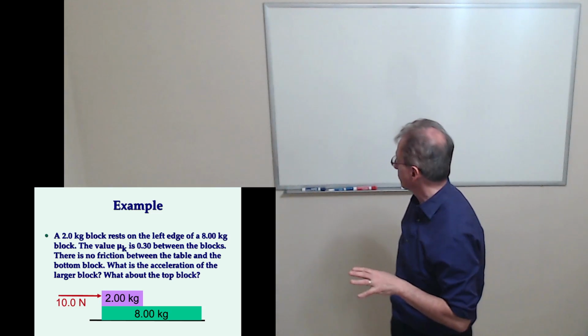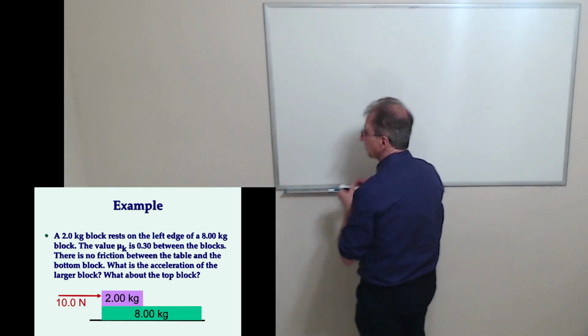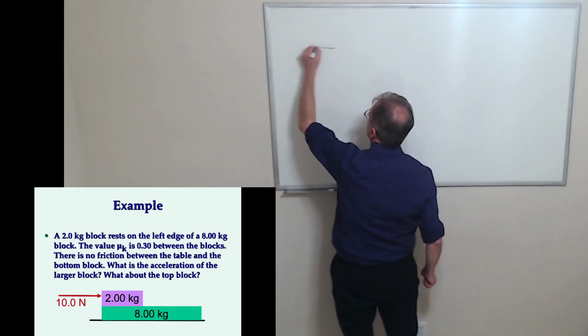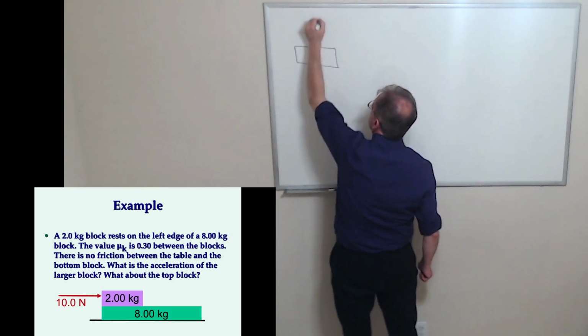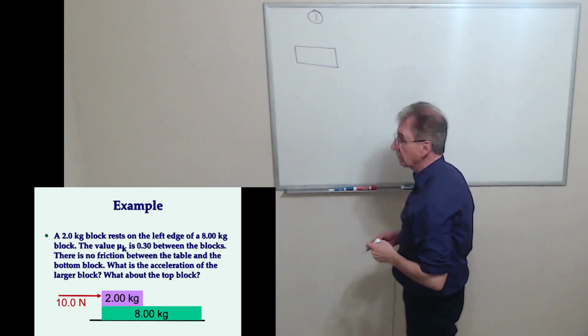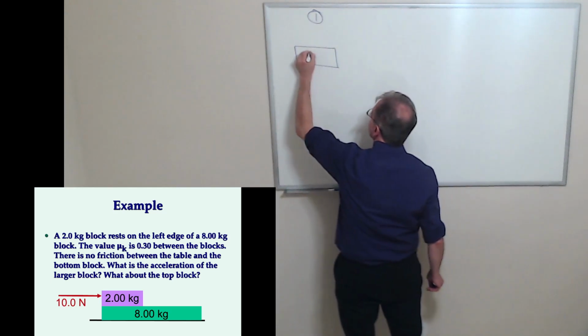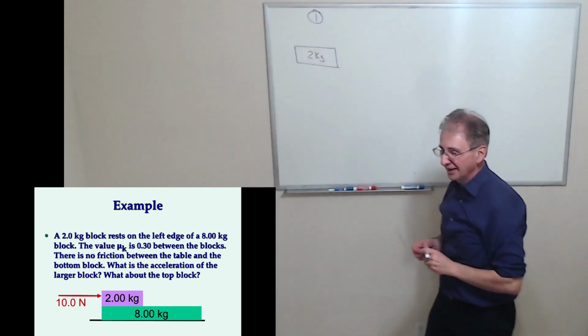So the first thing I'm going to do is draw a free body diagram on each object. And so I'm going to draw the top object. I'm going to call this object 1. It's 2 kilograms. I'm not being careful with sig figs here.